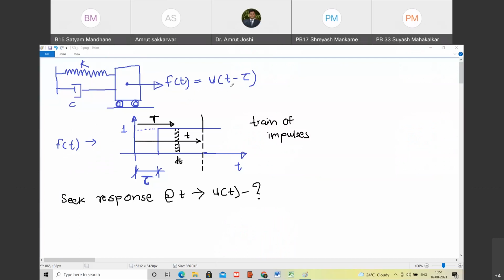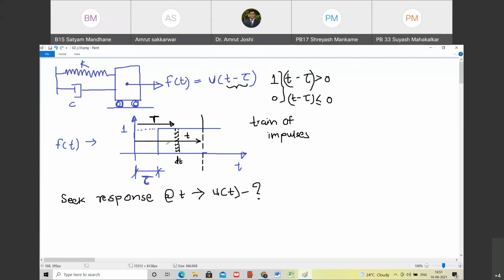If I plot its graph, this function becomes 1 on just the right hand side of the event when t minus tau becomes 0. So for any value of t minus tau greater than 0, this function assumes the value of 1. Whereas for any value of t minus tau equal to 0 or less than 0, the function has 0 value. This is how u of t minus tau looks.